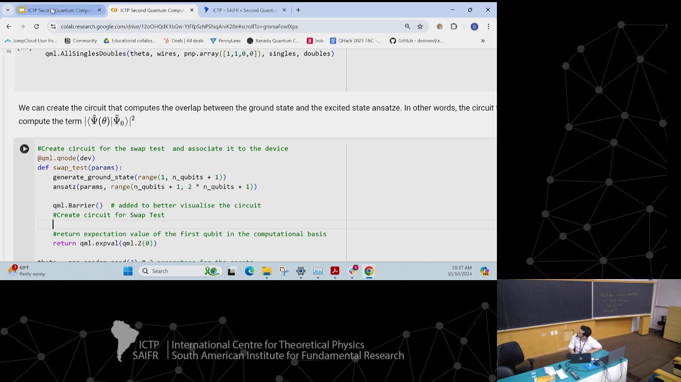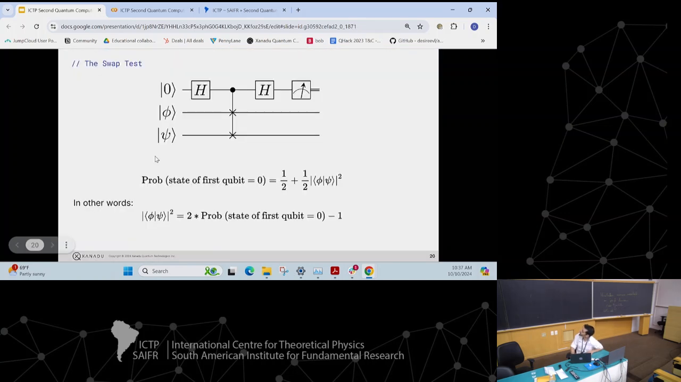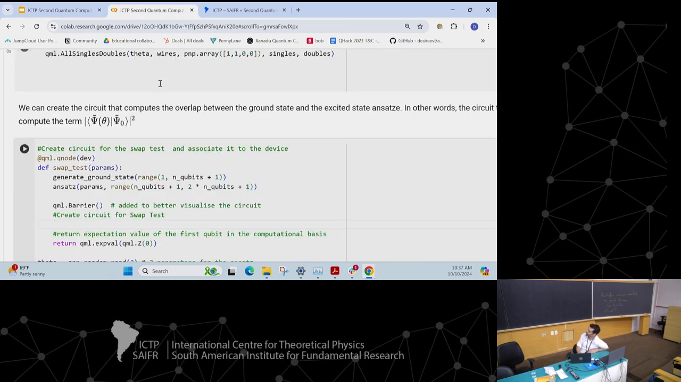And if you remember, I don't have it here, but it looks something like this. So we need one extra qubit, the qubits that we need to specify the ground state, and the qubits that we need to specify the ansatz of the excited state. First thing we need to do is apply a Hadamard gate to our extra qubit, and then apply a series of controlled swap gates between the two states that we want to take the inner product of.